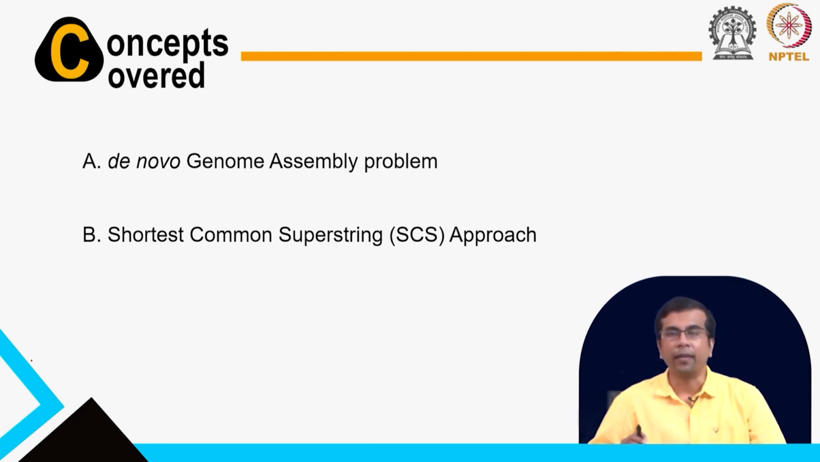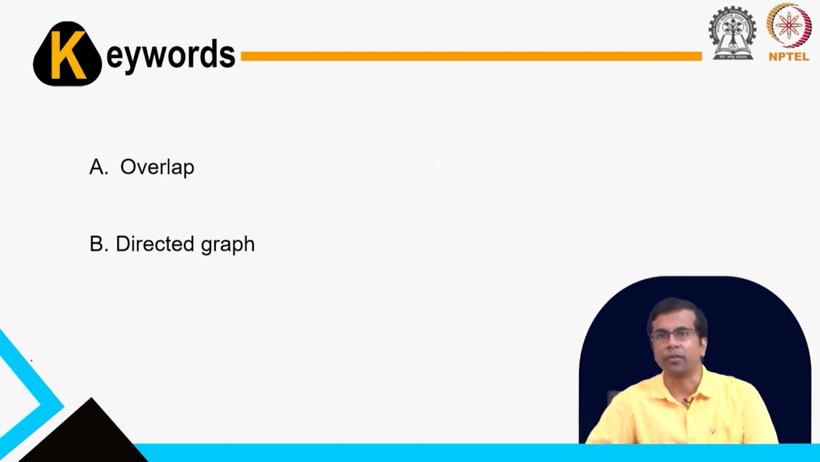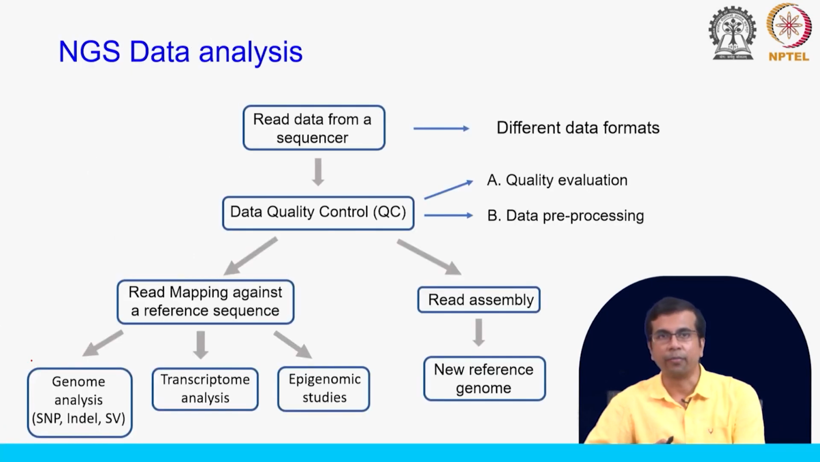And then we will talk about some ways to address this assembly problem. How do you go about assembling genomes from the reads that we get from the next generation sequencers? We will talk about one such approach today. It is called the shortest common superstring approach, or SCS approach, and in subsequent classes we will talk about other approaches. The keywords that we will come across today are overlaps and directed graph. So, let us begin.